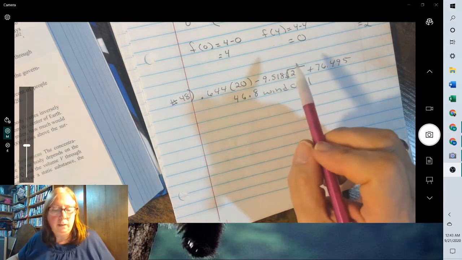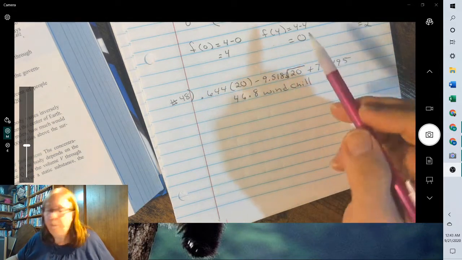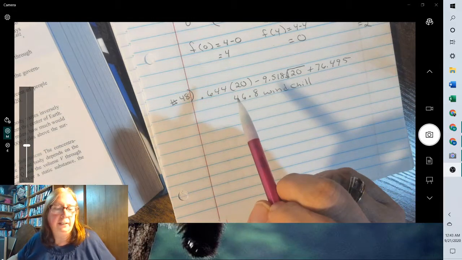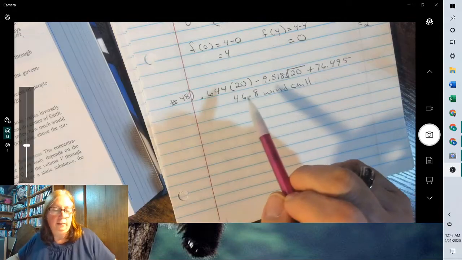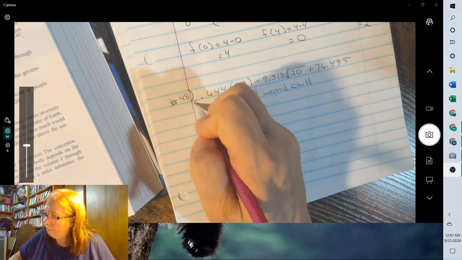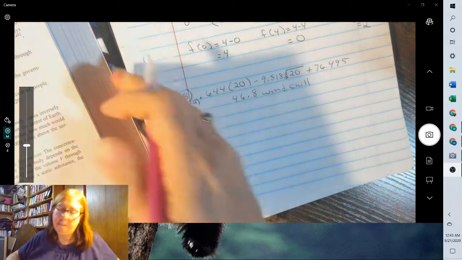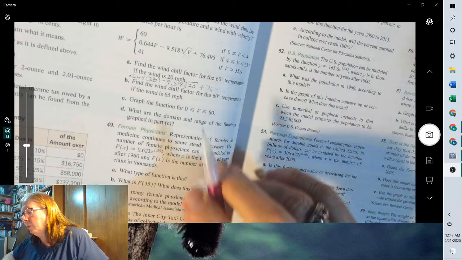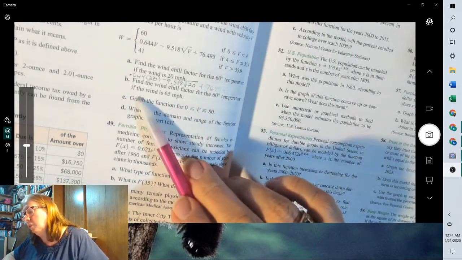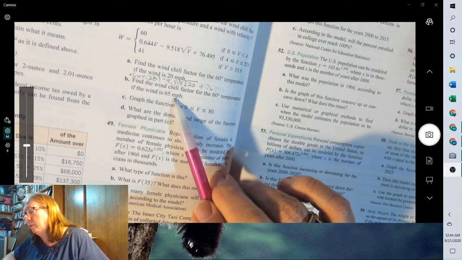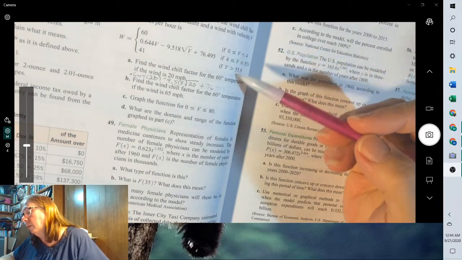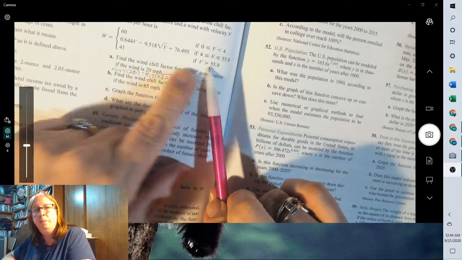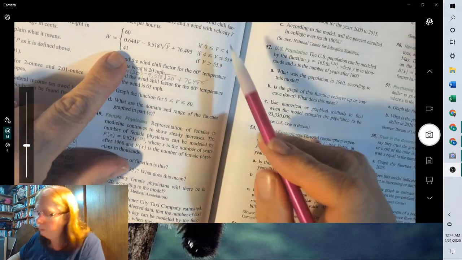So if the speed of the wind is only 20 miles per hour, we need to have a wind chill of 46.8 to get a 60-degree day. B says find the wind chill factor for the 60-degree temperature if the wind is 65 miles per hour. So we have to look in here and see where 65 falls in. 65 is here, so the wind chill is 41.